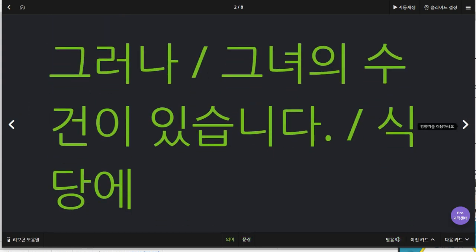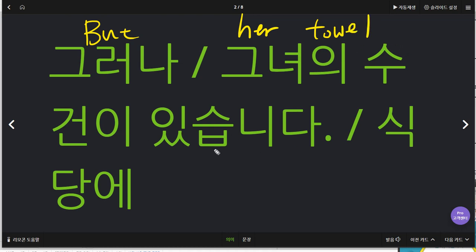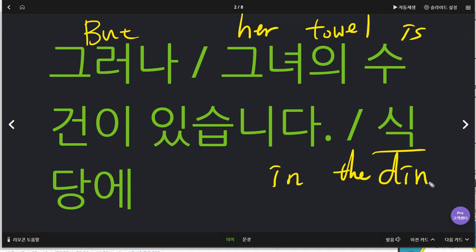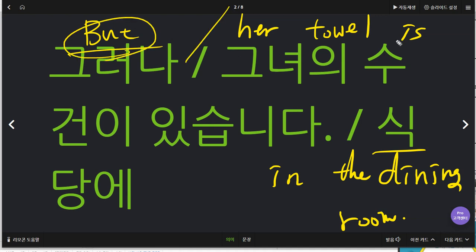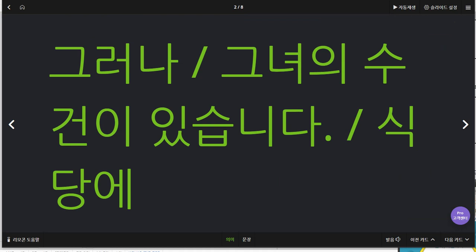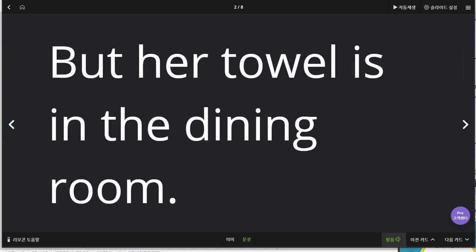But her towel is in the dining room. 오케이. 그러나 그녀의 수건이 식당에 있대요. But her towel is in the dining room. 그러나, but 그녀의 수건이 있다. Her towel is 어디에? In the dining room.